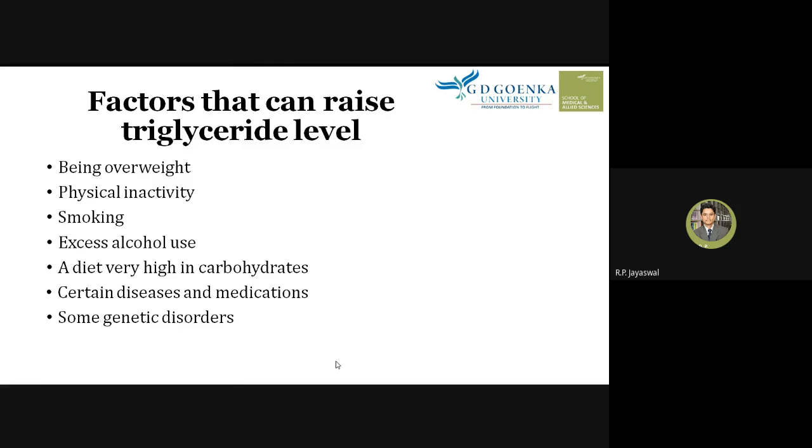Some genetic disorders. A genetic disorder means it is inherited, from the paternal or maternal side, because there are some abnormal genes that are inherited from the parents. So genetic disorders can be responsible for the elevated level of triglyceride in the blood.